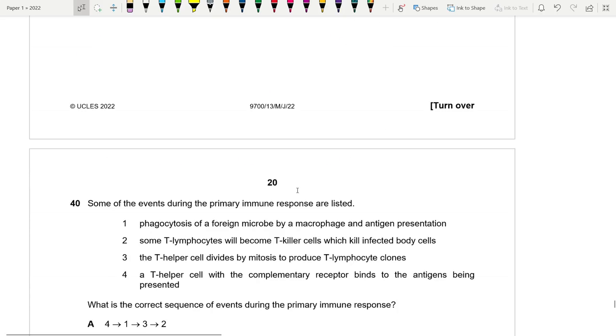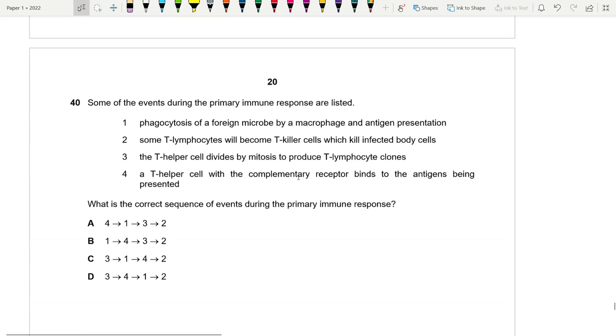Last one. Some of the events during the primary immune response are listed. Phagocytosis of foreign microbe, macrophage and antigen presentation. Remember, this is a must. This must occur at the first stage. That is why B is the answer. Antigen presentation is a must. There are three antigen presenting cells: macrophages, dendritic cells and B lymphocytes.